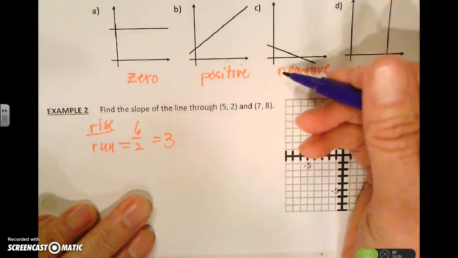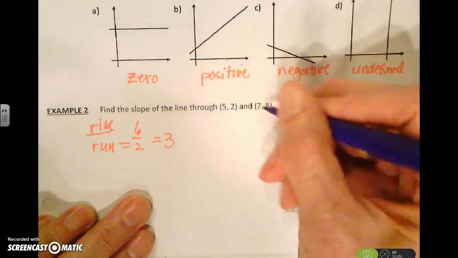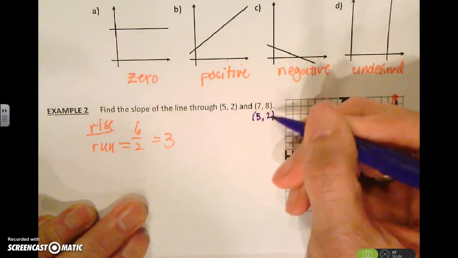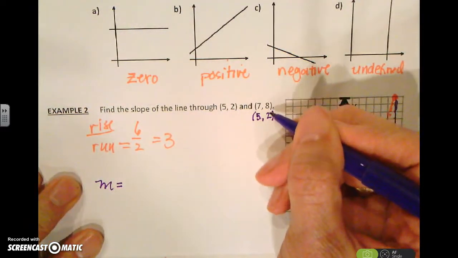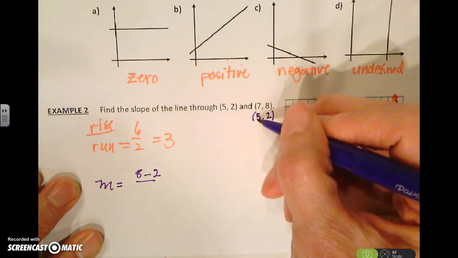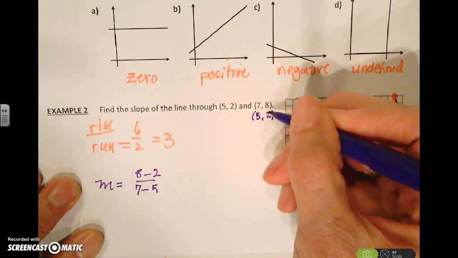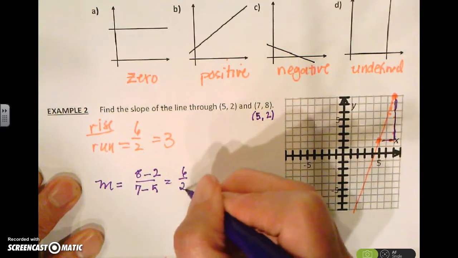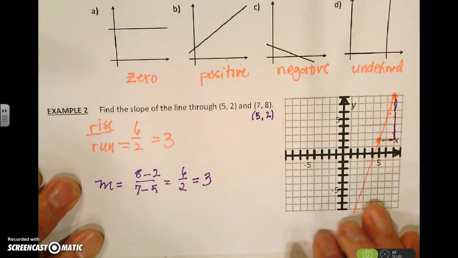Still on example 2 of the 5A notes, we don't often have a graph that we can graph this in. So I'm going to write the 2 points underneath each other, and we're going to use that formula. So M then is equal to the difference of the y's, 8 minus 2, over the difference of the x's, 7 minus 5. It's important that we go in the same order, 8 minus 2 over 7 minus 5. And that gives us 6 over 2, which reduces to 3, which is the same thing we got earlier.